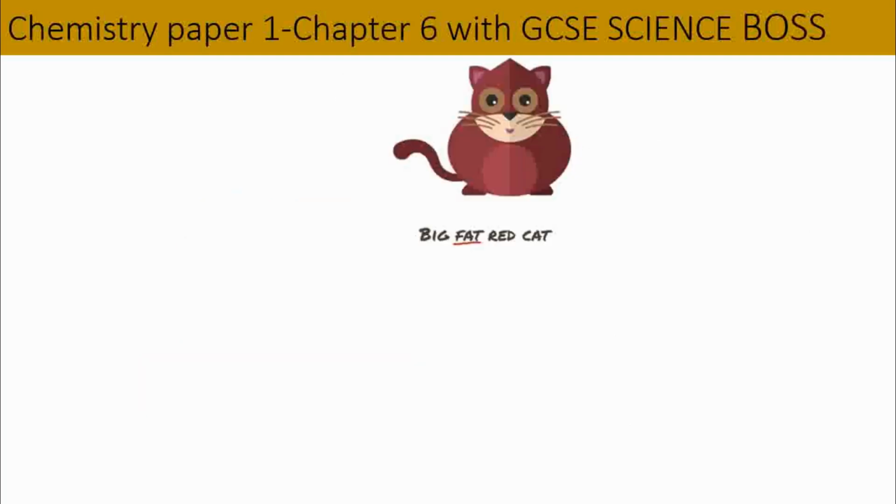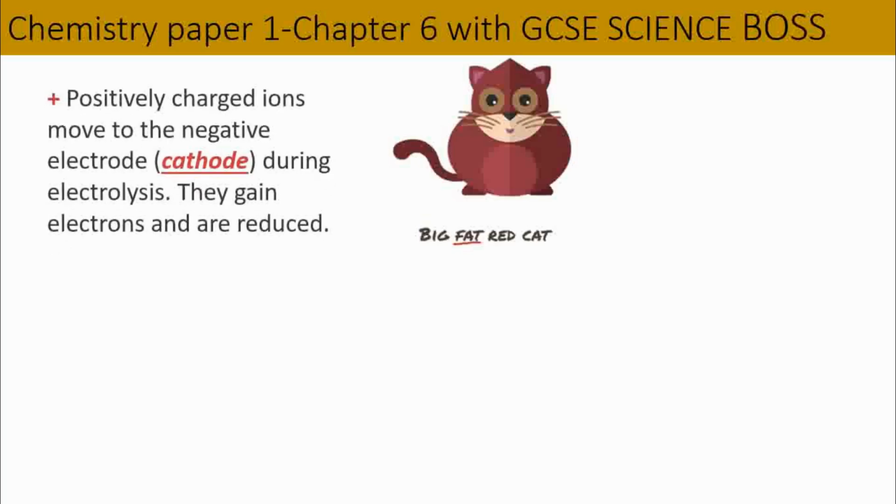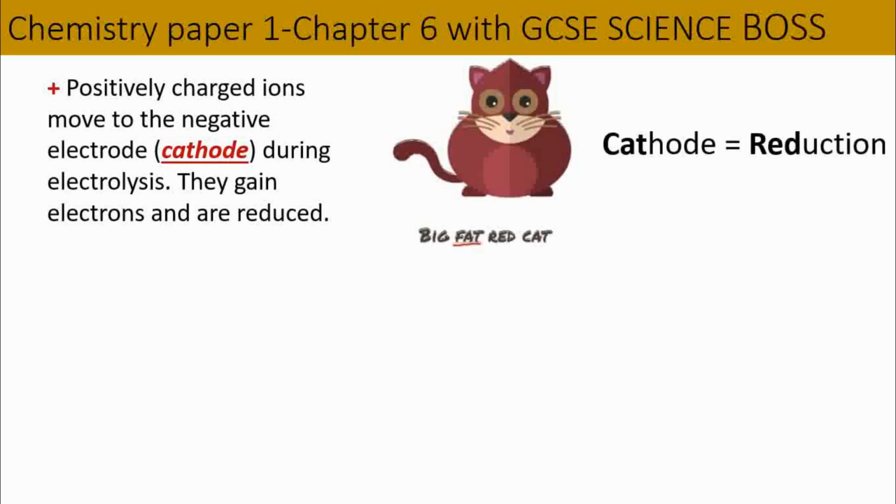When you talk about oxidation and reduction, you need to know where it happens, and just remember the red cat, my big fat red cat. Why am I speaking about red cat? Because reduction will always happen at the cathode. By reduction, remember, reduction means that you are gaining electrons. So remember that the cathode is negative.